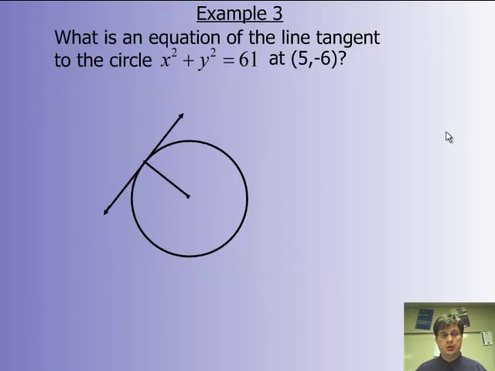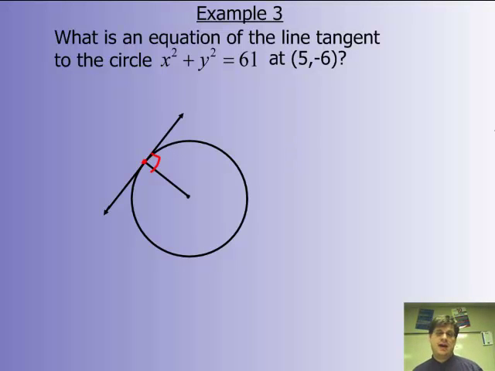In the third example, we want to find the equation of a line that's tangent to the circle x squared plus y squared equals 61 at 5, -6. So this is not the actual solution it looks like, but this is a general idea. If you recall, a line that's tangent to a circle intersects the circle at a single point. Okay, like for example here. And there's a geometric property that states that any line tangent to a circle is perpendicular to the radius.